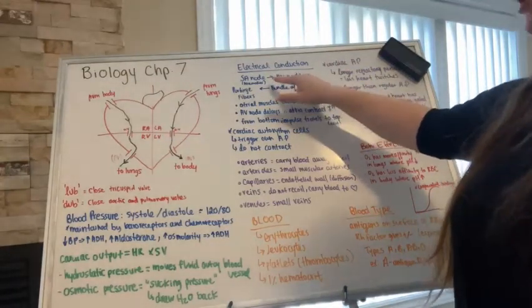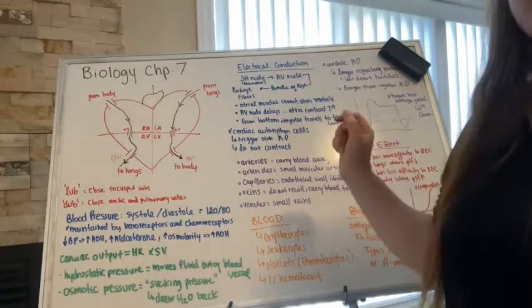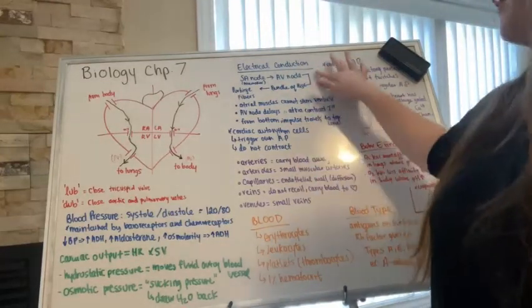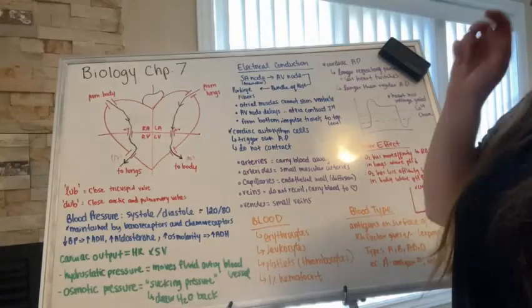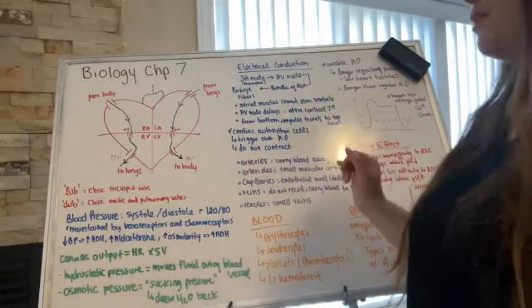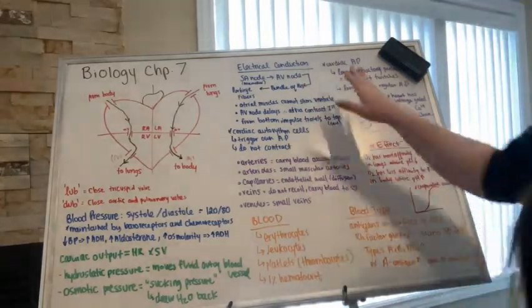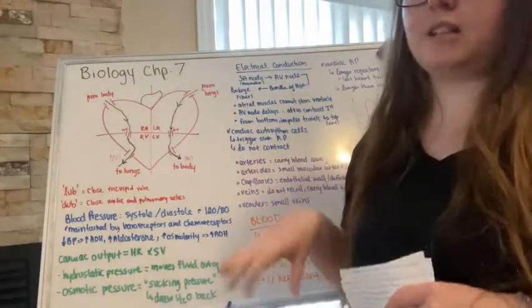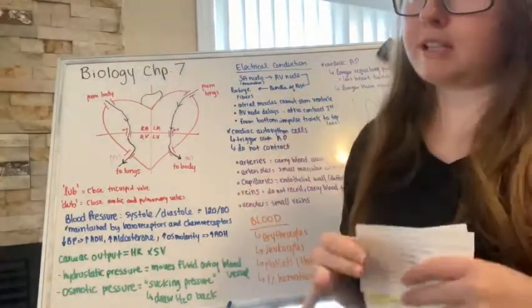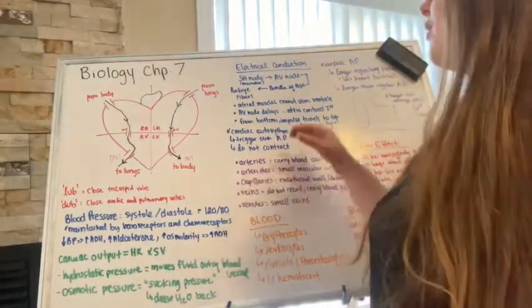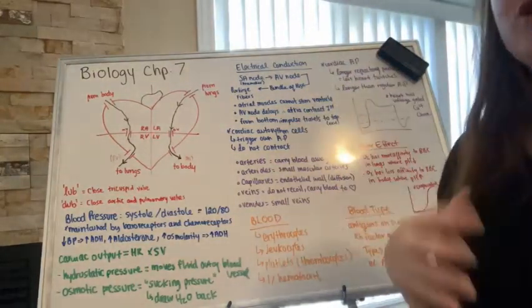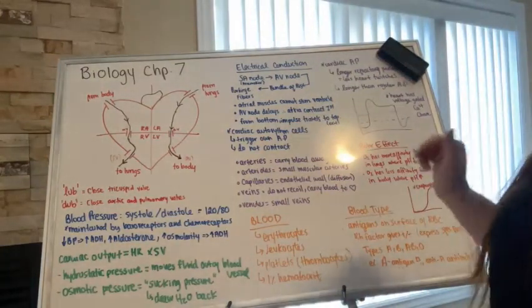So it starts with the SA node, which is also known as the pacemaker. Then you have your AV node. It travels to the bundle of His, and then to Purkinje fibers. And if you look up an image of this, it's very detailed and a little hard to draw just on a whiteboard. So I would really suggest Googling an image of the electrical conduction pathway of your heart so you can see what I'm referring to.